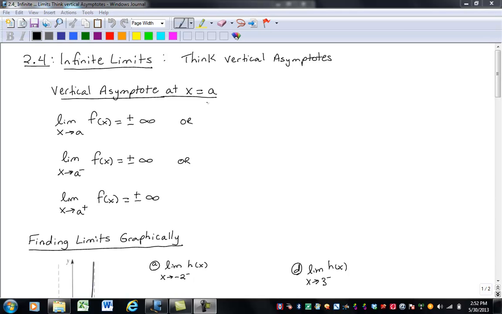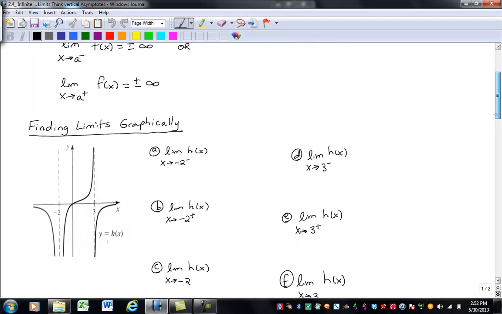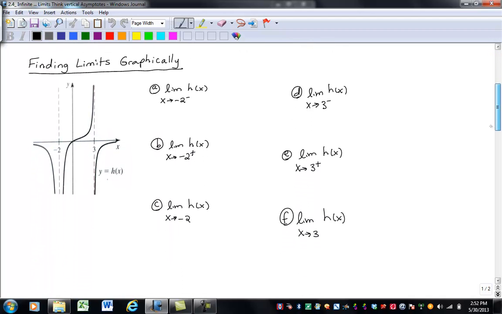Sometimes the left-hand limit will be plus or minus infinity. The right-hand limit can be plus or minus infinity. Those are vertical asymptotes when that happens. If the left and right-hand limits happen to be the same infinity, then we can say the overall limit is plus or minus infinity. So we're just looking for where the y value goes to positive or negative infinity. And one of the first ways we deal with this is graphically. We look at graphs and identify what's happening with these limits.